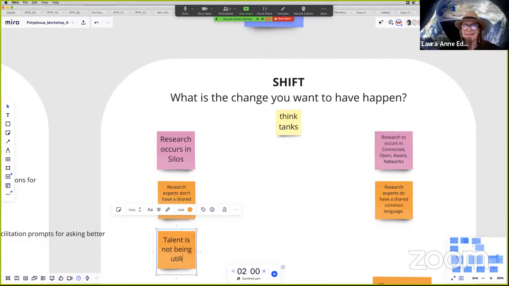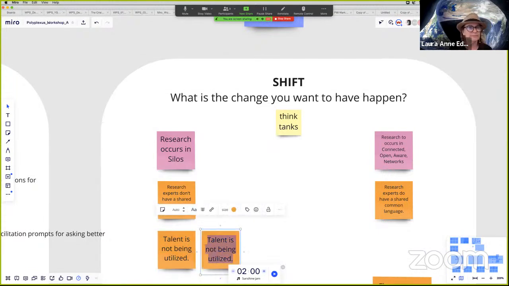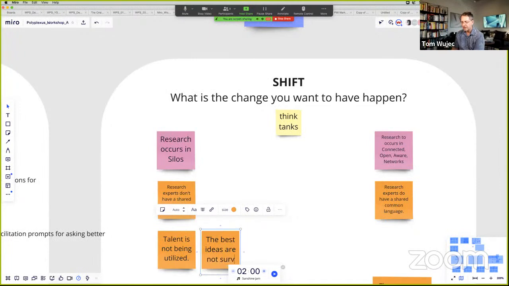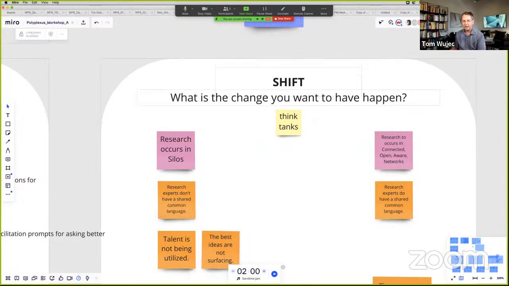You're not getting the best ideas out of the best people at the right times. That's unacceptable. The stakes are too high. Best ideas are not surfacing. I'm paraphrasing, so please tell me if you are okay with this. Yep. Okay.